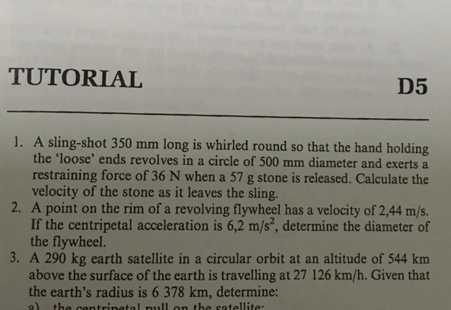So page 212, number 1, refers to a slingshot, 350 millimeters long, and it's whirled around so that the hand holding the loose end revolves in a circle of 500 millimeter diameter and exerts a restraining force of 36 newtons when a 57 gram stone is released, and you must calculate the velocity of the stone as it leaves the sling.